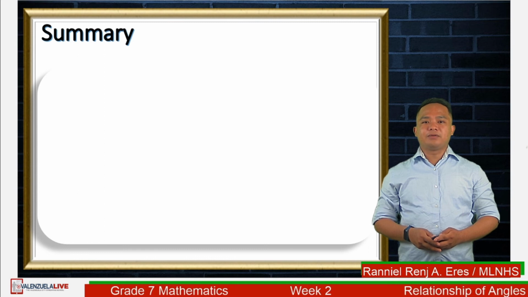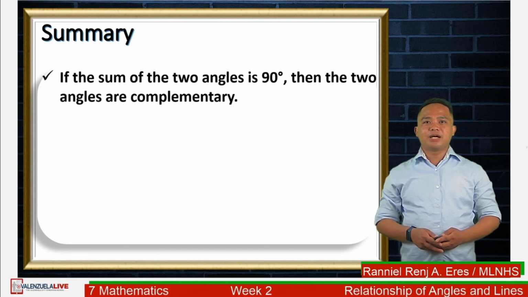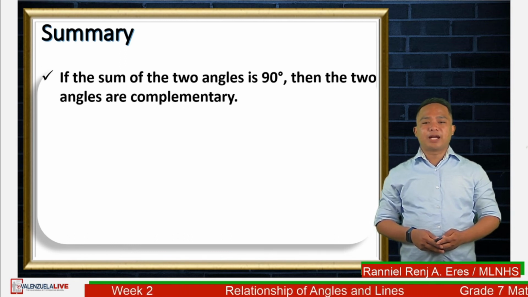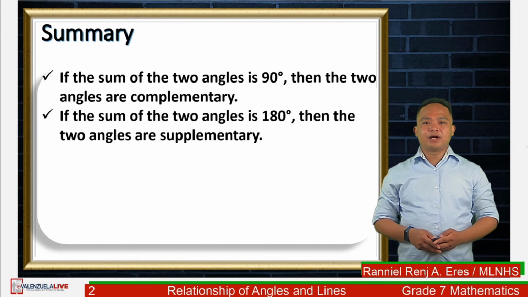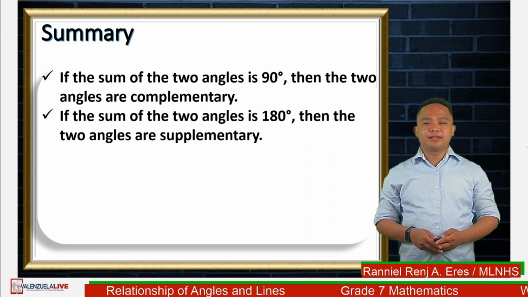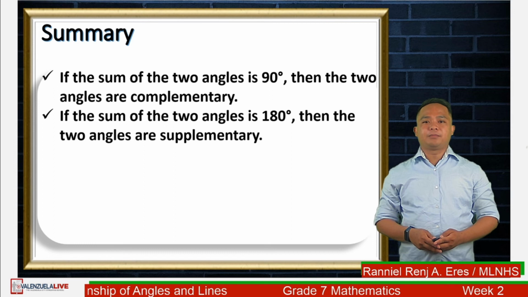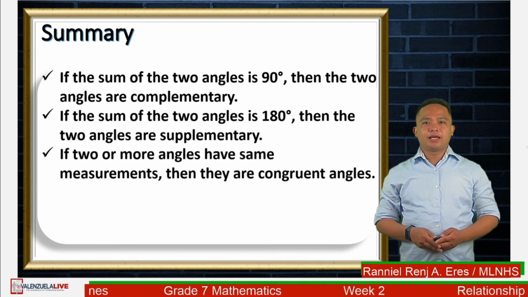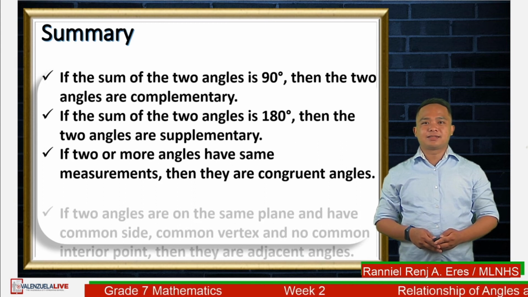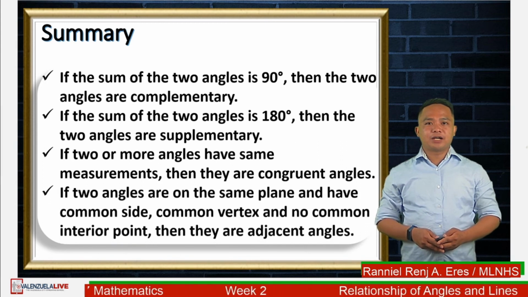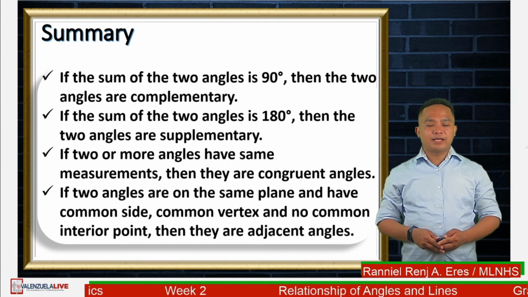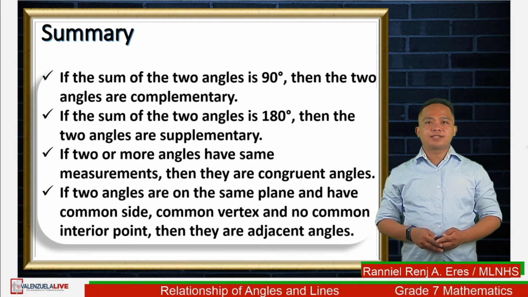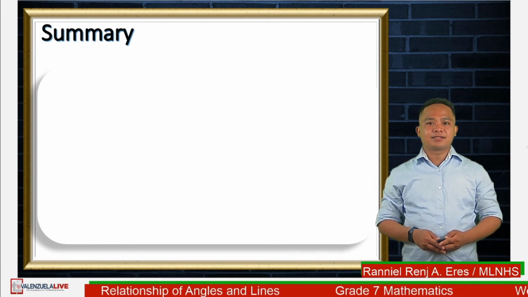So in summary, if the sum of two angles is 90 degrees, then the two angles are complementary. If the sum of two angles is equal to 180 degrees, then the two angles are supplementary. If two or more angles have the same measurement, then they are said to be congruent angles. If two angles are on the same plane and have a common side, a common vertex, and no common interior point, then they are said to be adjacent angles.